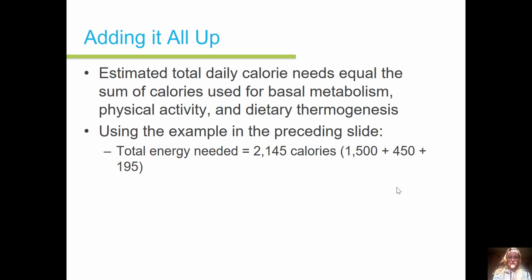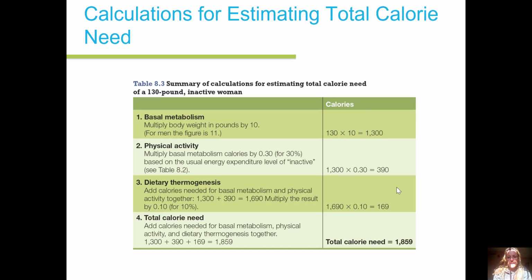So if we look at this table right here, this might make it easier to understand. So going back, I had you just figure out your basal metabolism, okay? You took your body weight in pounds, you multiplied it by 10 if you're a woman, by 11 if you're a man, okay? And you got your basal metabolism calories. Then you have to factor in your physical activity calories. Now, again, I gave you those 3 levels. You've got inactive, you've got moderate, or you've got active, those 3 categories.